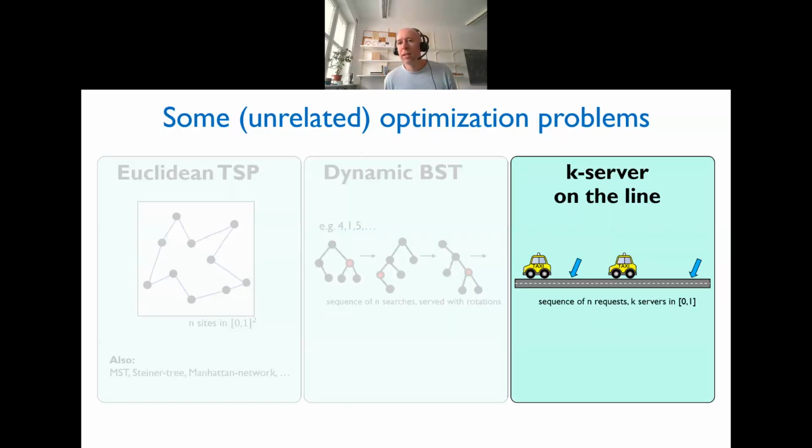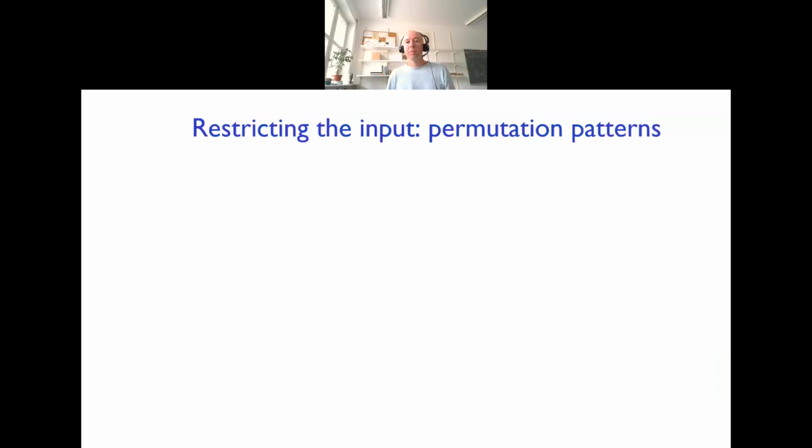And the last problem is the K-server problem on the line. So we are given K servers in this illustration, on a line interval, and requests arrive one after the other, and we have to move one of the servers to the request. And we want to minimize the total movement of servers.